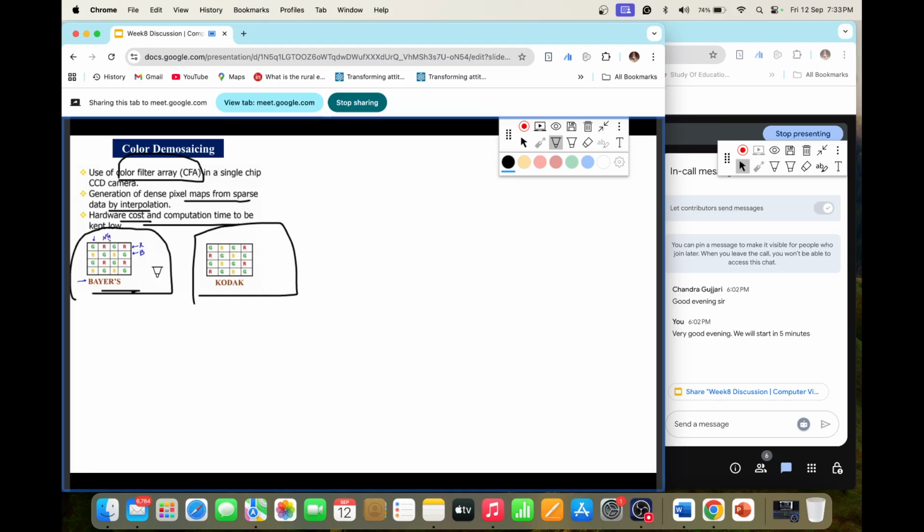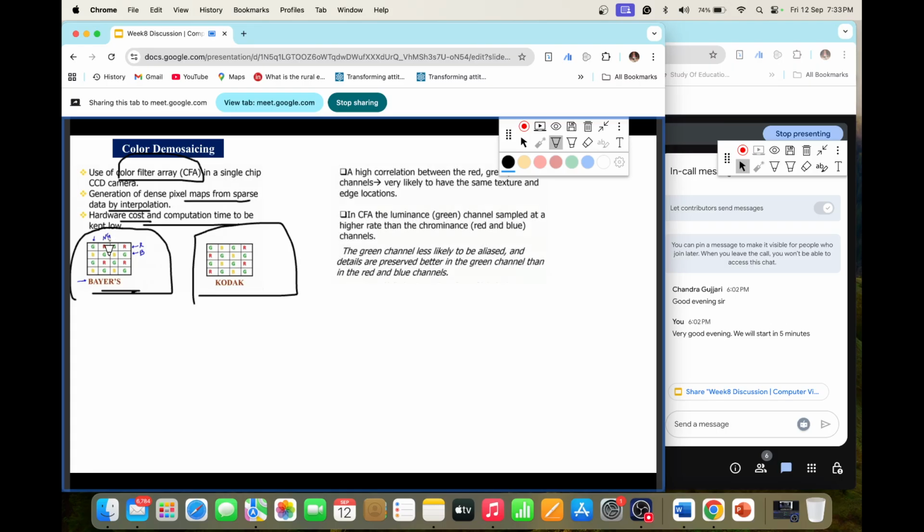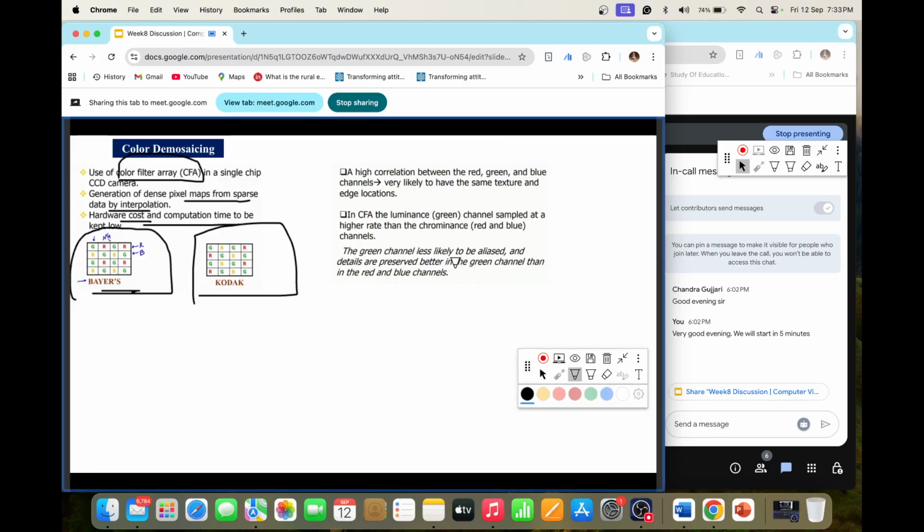Here is how we define a Bayer filter array: either we will have a green or a non-green pixel. The green pixel is actually twice as frequent as the red and blue pixel. There is more theory to it: a high correlation between the red, green and blue channels means they very likely have the same texture and edge location. In the CFA, the luminance green channel is sampled at a higher rate than the red and blue channels.